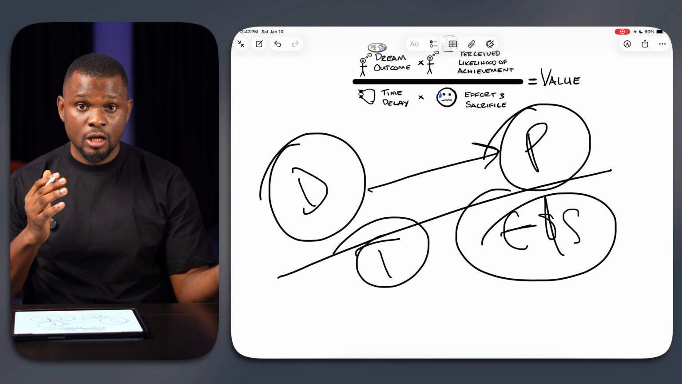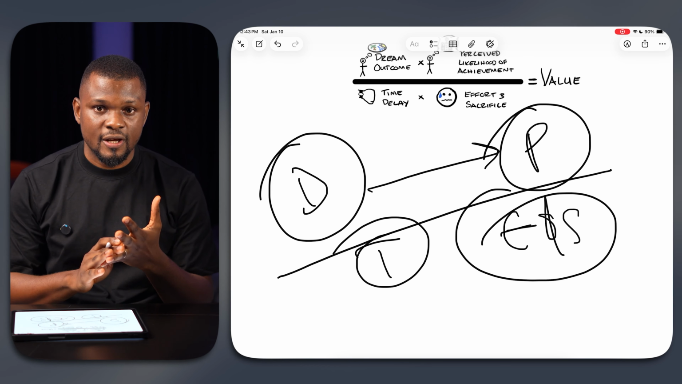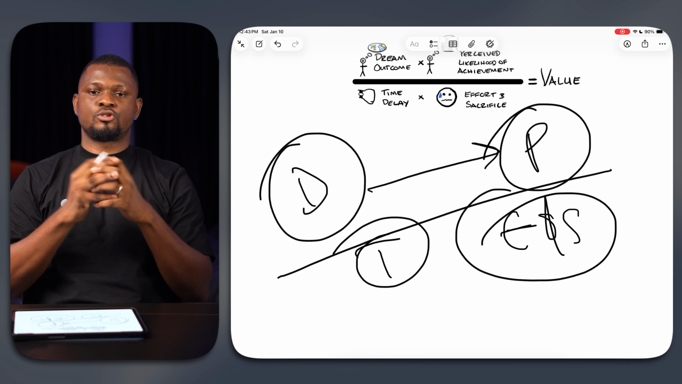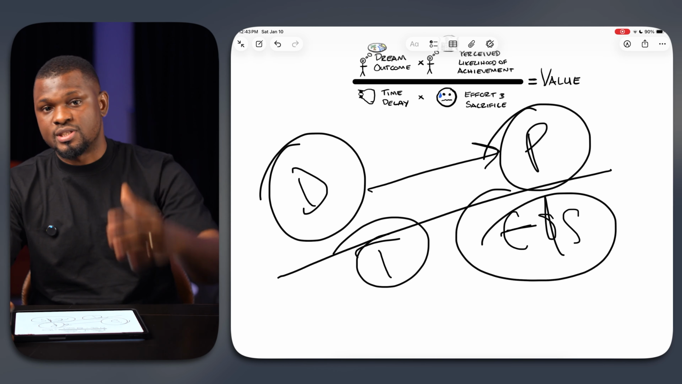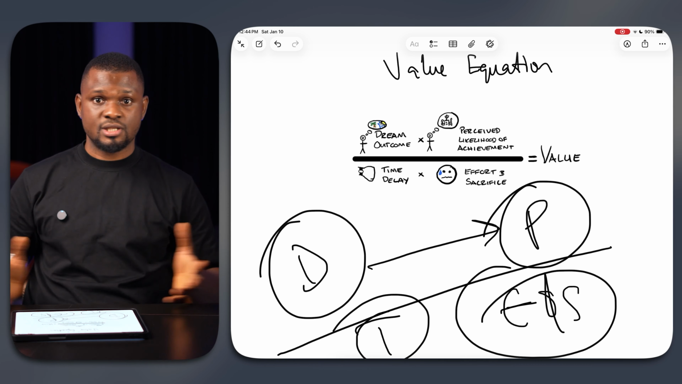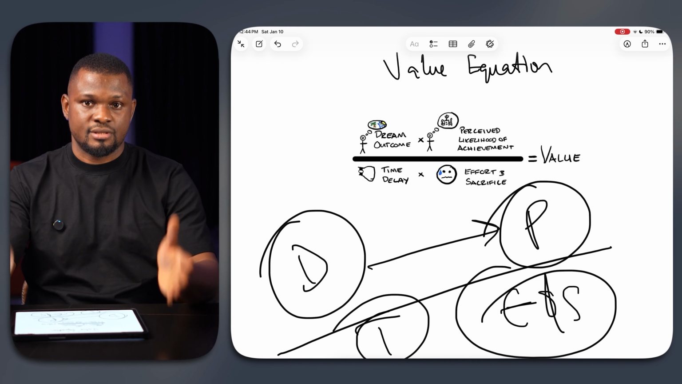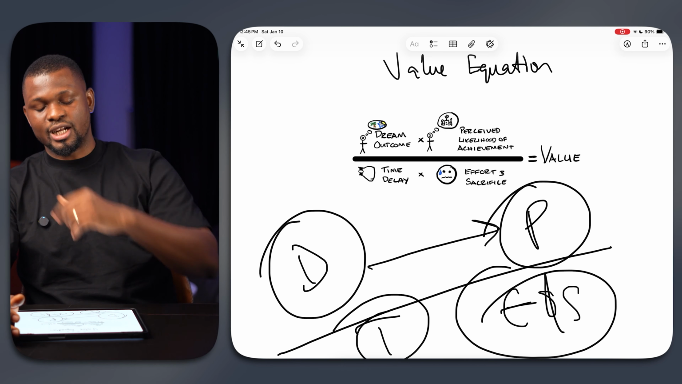Now, you can see that there's no effort or sacrifice. Now, when you mix these 4 components together, it drastically increases the value of your product or service. Now, how do you apply all of these things I just talked about in a real life scenario? That's where we jump into the AI tool I talked about.